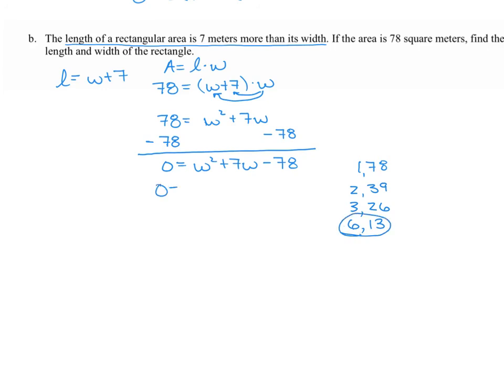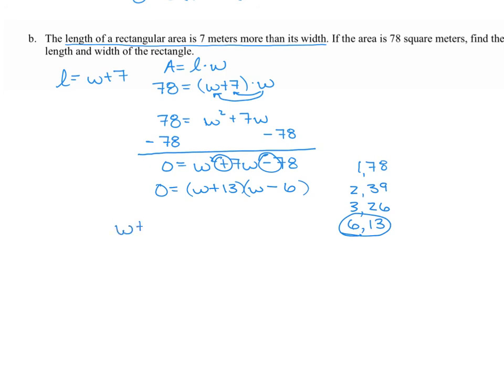So we get 0 equals W and W. We have 13 and 6. We do have different signs. My larger quantity will be positive. So we get W plus 13 and W minus 6.